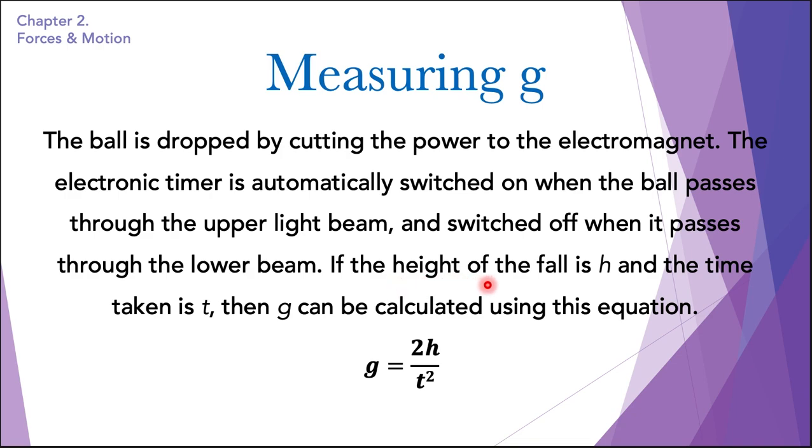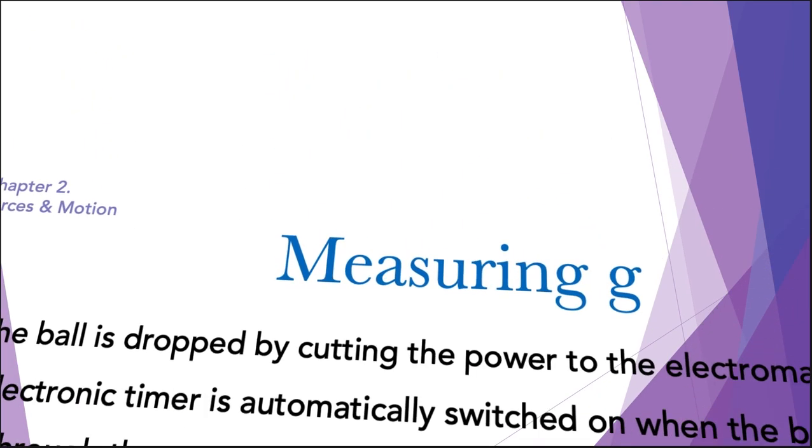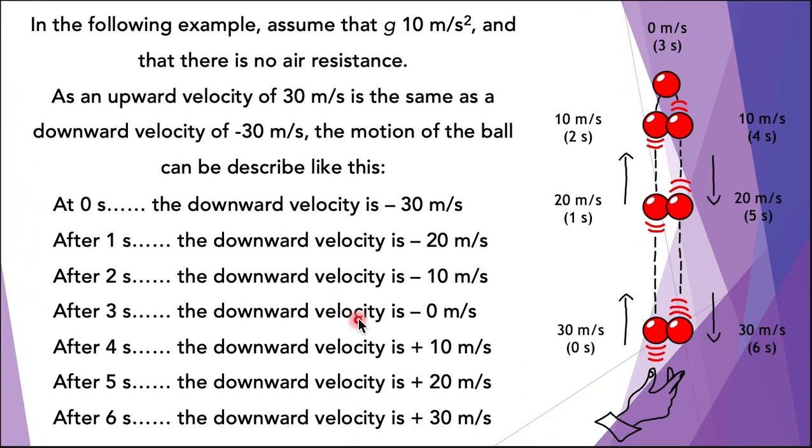So if the height of the fall is h and the time is taken as t, then g can be calculated using this equation. g is equal to 2h upon t squared. So 2 multiplied by the height of the fall divided by t squared, which means if we multiply the time by itself twice. So when 2h is divided by t squared, we get g. So now let's look at this example over here.